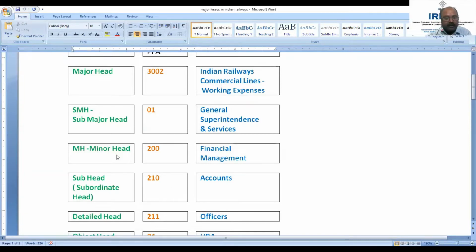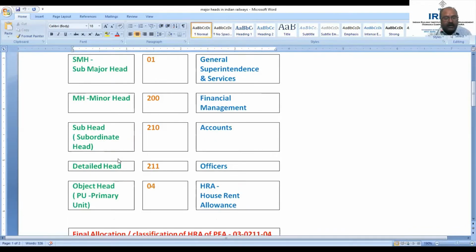Okay. Then this is a small activity. Again, each subhead is divided into different detailed heads. This is also a maximum of 9 detailed heads. That is, under 210: 211, 212, 213, maximum 219. Okay, so this is the part of the allocation structure.